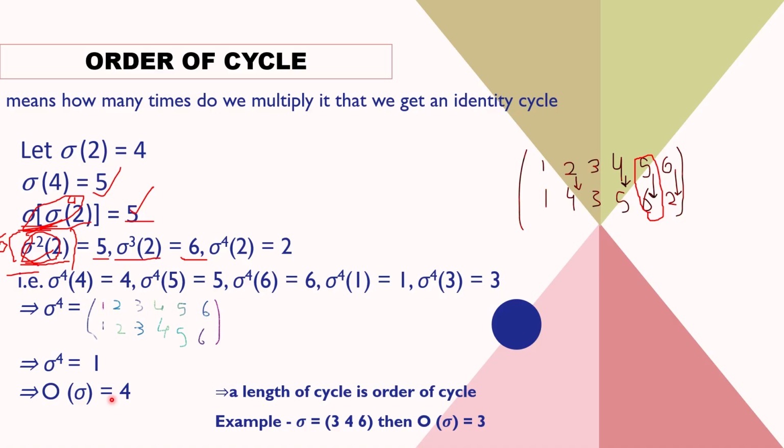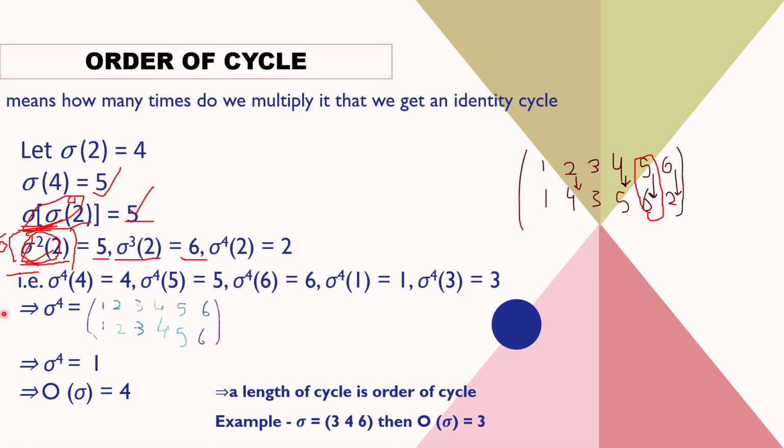Okay, this is how you are performing to understand what is the order of a cycle. But there is a very much easier method as well, which is: the length of a cycle is the order of the cycle. So whatever is the length of a cycle, automatically that's the order of the cycle. Another way of doing it.